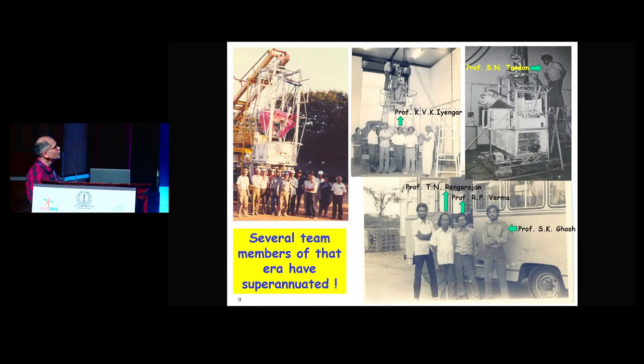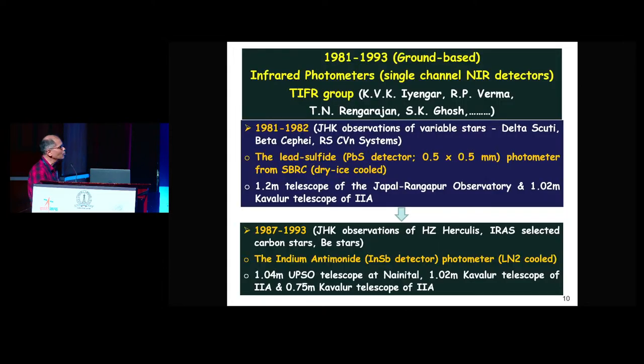These are photographs of some of my old colleagues who were involved in the far infrared program. You can see young Professor Tandon here, Professor S.K. Ghosh, Professor Burma, Rangarajan, and Angar, from the 30 centimeter to the 75 centimeter and 100 centimeter telescopes. All these team members, of that era, have already superannuated a long time back.